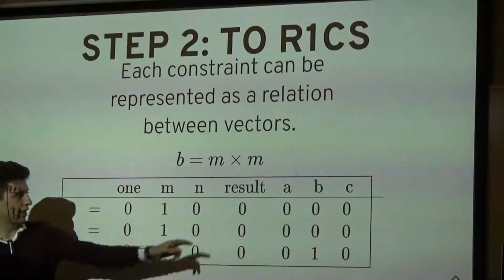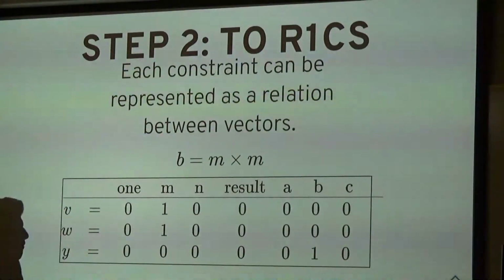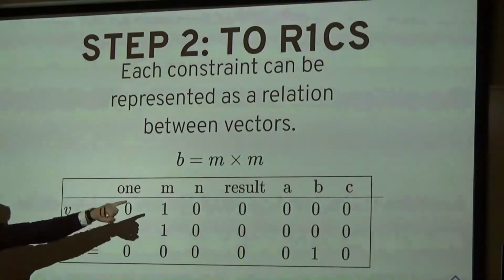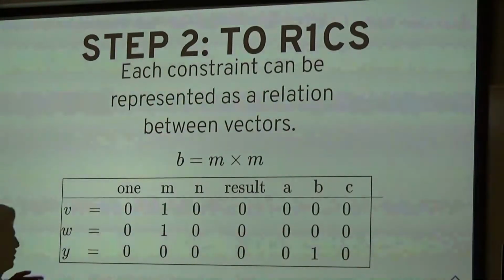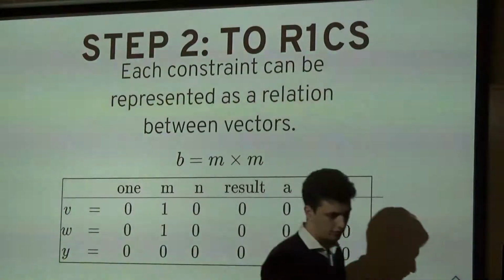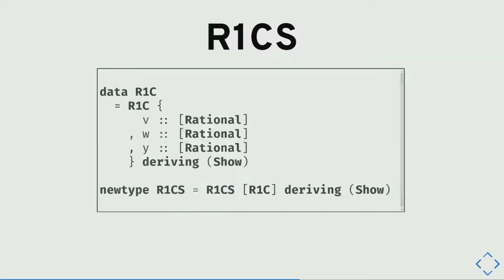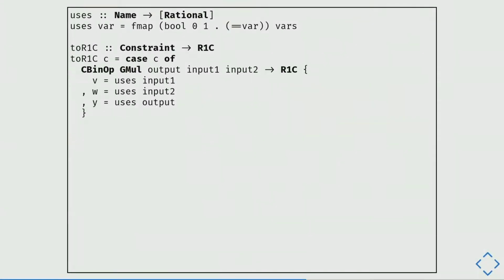The result is where we're going to store the resulting variable. M and N are our inputs, and then A, B, and C are just the intermediate variables we introduced earlier. And then 1 is for putting constants, or literals, like the literal 36. So here we just have uses, which for every single variable, if it matches some string, will give us 1, otherwise it'll give us 0.